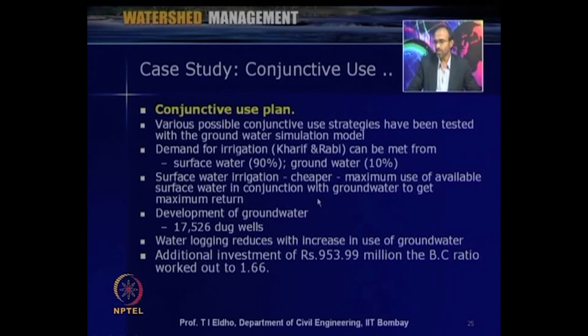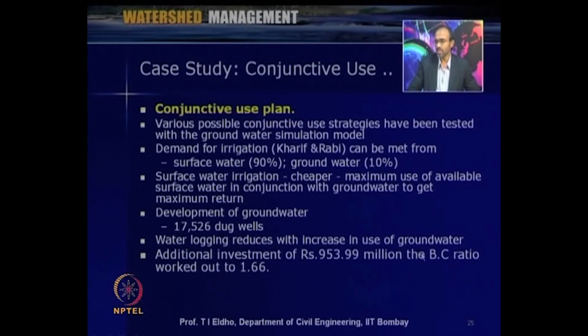So, for this, huge capital investment is needed. About 950 million rupees is required for this additional investment as far as the conjunctive use plan is concerned. But of course, once this is invested, then within a few years the benefit cost ratio worked out to be more than 1.6.